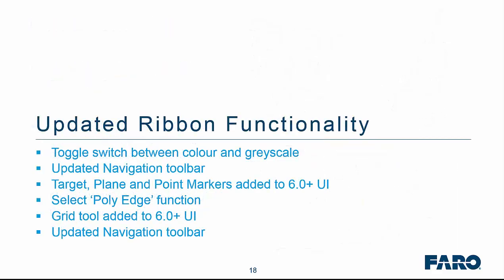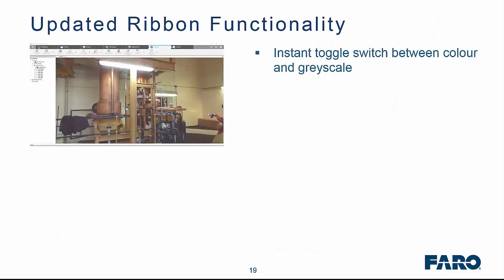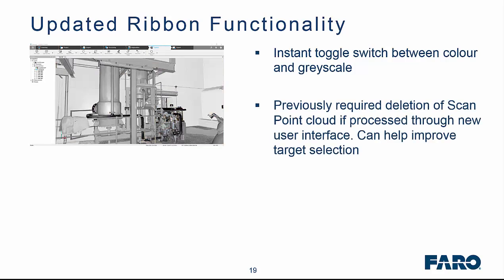Looking at some of the updated functionality for the ribbon, then what we've done here is we've given you an instant toggle switch between colour and grayscale when working in a planar or a quick view. Previously, you'd had to delete the scan point cloud through the new interface, but now you can just do it on the fly, and it often improves target selection where you haven't got the degradation of light.